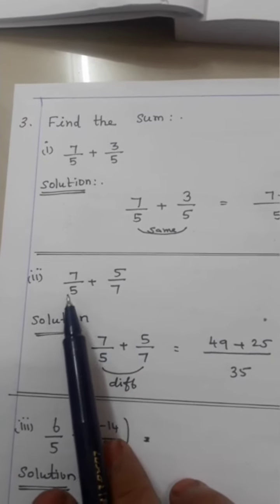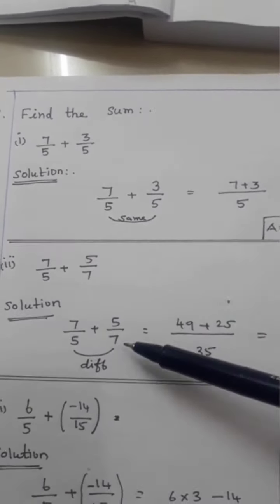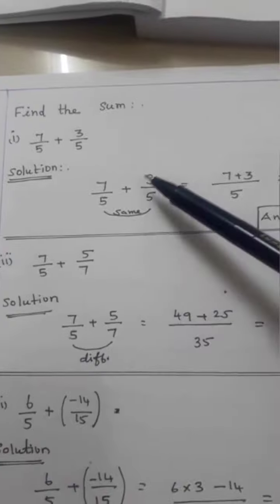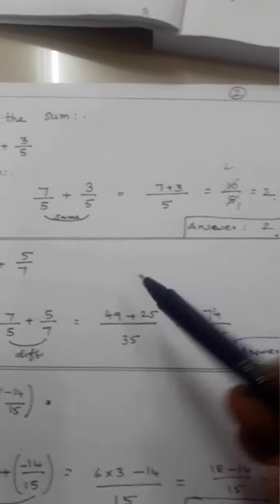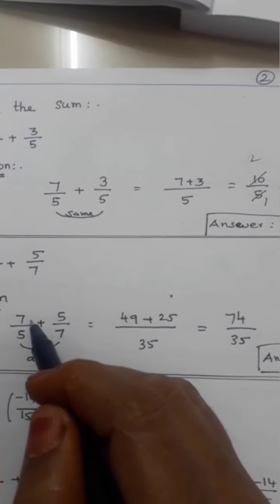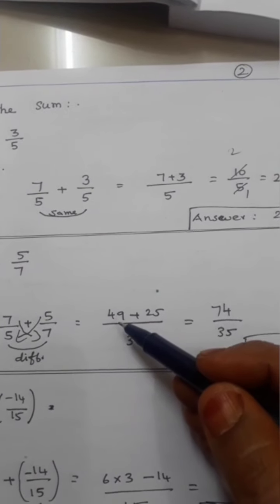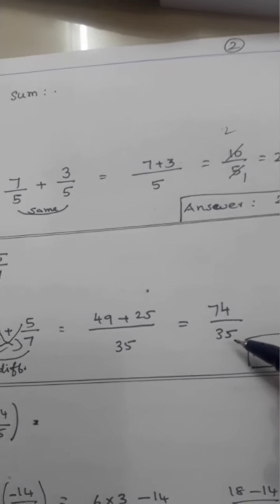Okay, understand this sum. Next question, 7 by 5 plus 5 by 7. The first sum is an addition sum, the second sum is also an addition sum. What is the difference here? There the denominator is the same number, here the denominator is different. With a plus or minus symbol in between and different denominators, we must take the LCM. So 5 7s are 35. Do the multiplication. 7 7s are 49. 5 5s are 25. So 49 plus 25 divided by 35. Add the two numbers and the answer is 74 divided by 35.